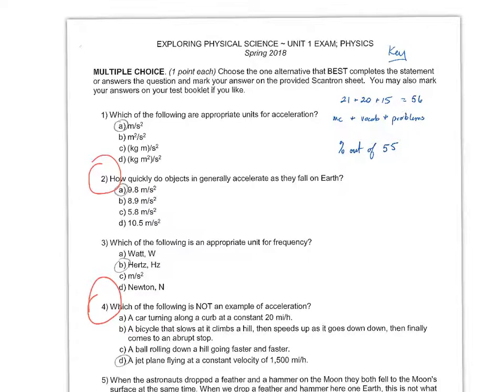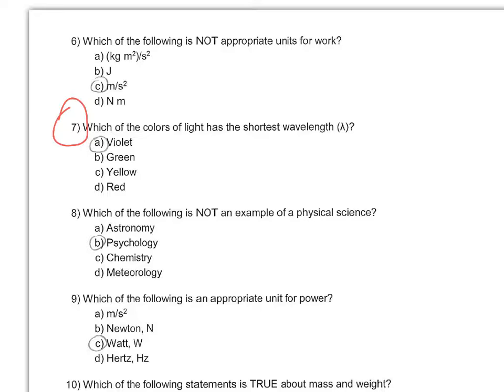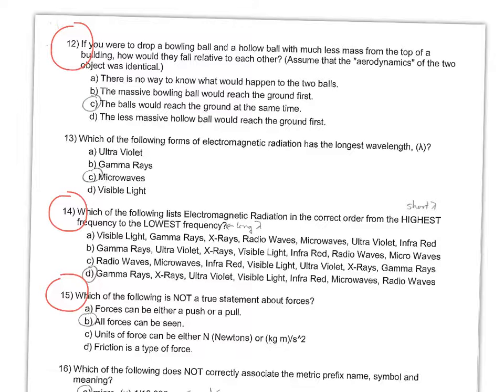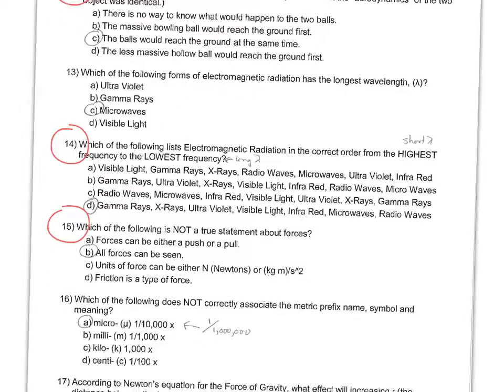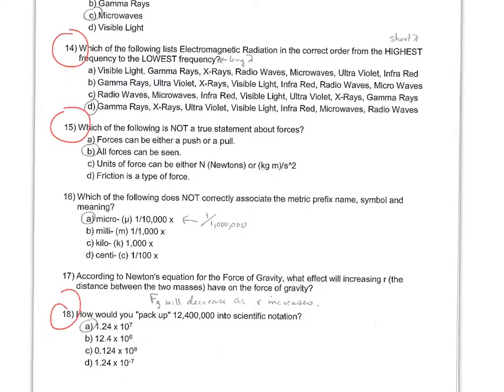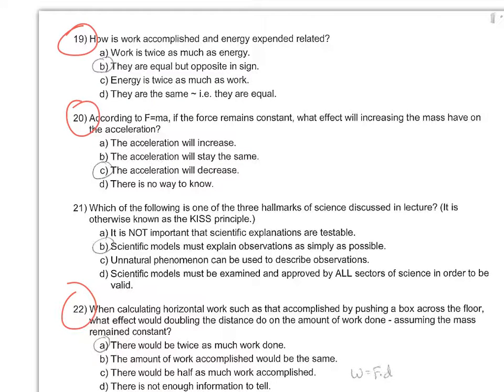So 2 and 4, and then question 7 on the next page. And then 4 multiple choice questions on the next page. So question 12, 14, or 15 might be on your final. And then there's a question at the bottom of the page, question 18, also might be on your final. And then we finish it up with the last page of multiple choice, questions 19, 20, or 22 might be on your final exam. Then we go on to the vocabulary section.